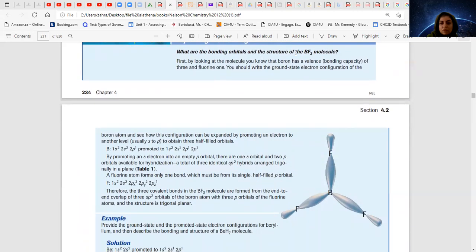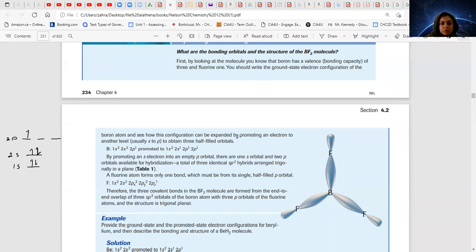Now, for BF3, if you do the electron configuration for B, it's going to be 1s2, 2s2, 2p1. Let me just do that. Here is 1s, here 2s, there is 2p. Two electrons there, opposite side. Here is two electrons, and then here is just one electron, right?